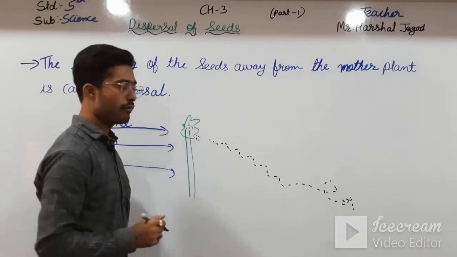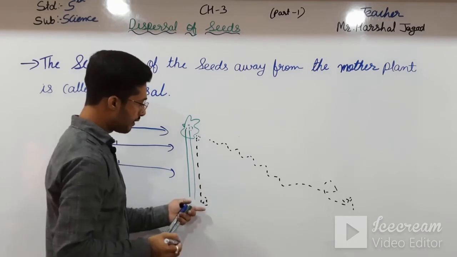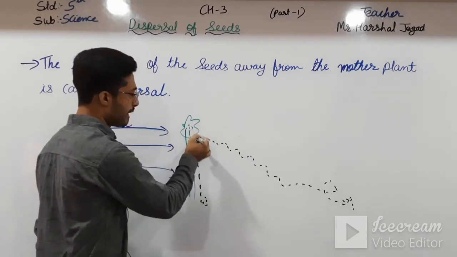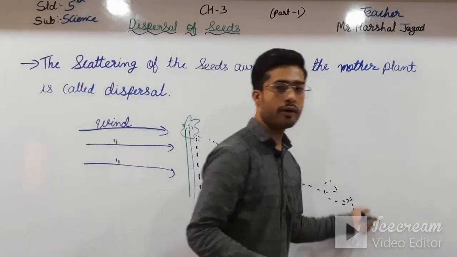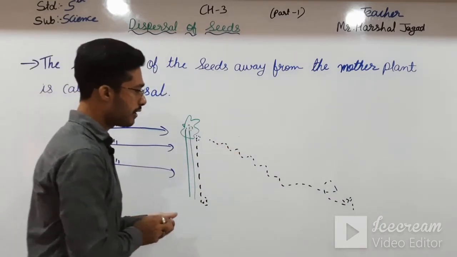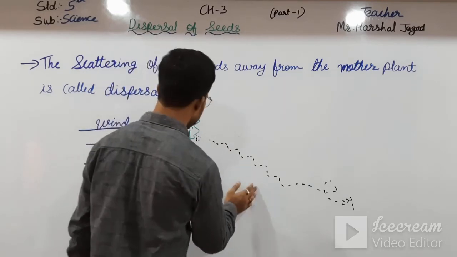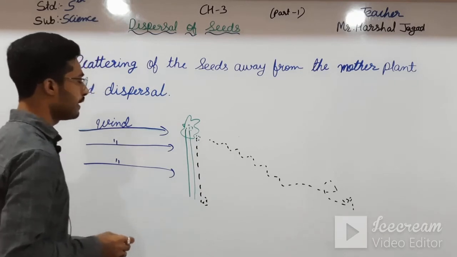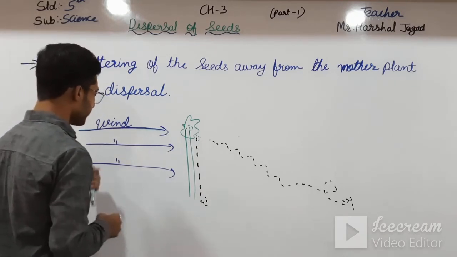If there was no wind, then this will fall down here and another plant will occur. Okay students, but due to wind, when it starts falling, it will be thrown away very far. Okay students, have you understood this? Okay, these are the seeds I have drawn over here. Let me explain it again. Dispersal of seed by wind.